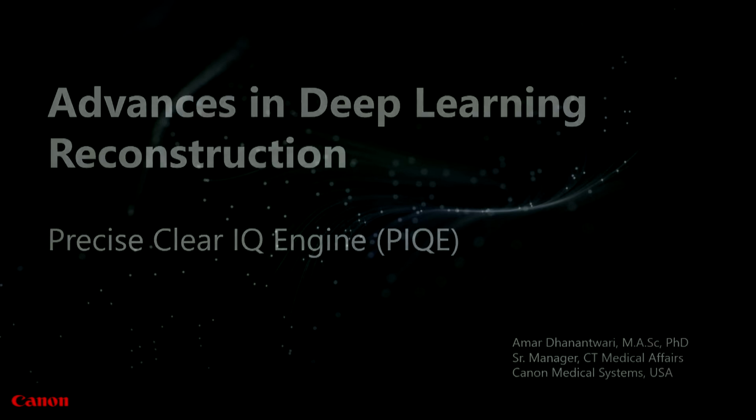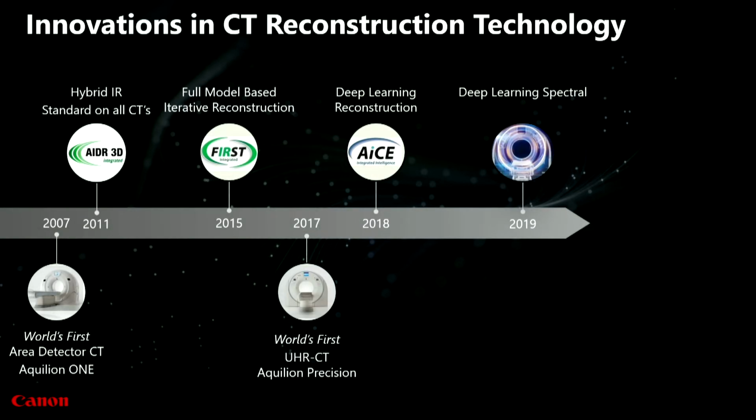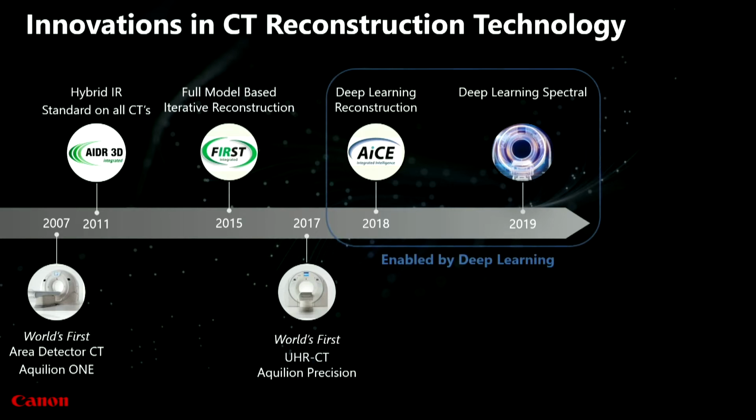So, if we look at innovations in reconstruction technology in recent years, roughly the past decade, on the top of this slide, you can see we had the hybrid iterative reconstructions such as AIDR 3D. Then we went on to the full model-based iterative reconstructions such as FIRST. And then more recently, we've gotten into deep learning reconstruction being ACE and deep learning Spectral. As you can see from the names, these last two technologies were enabled by deep learning.